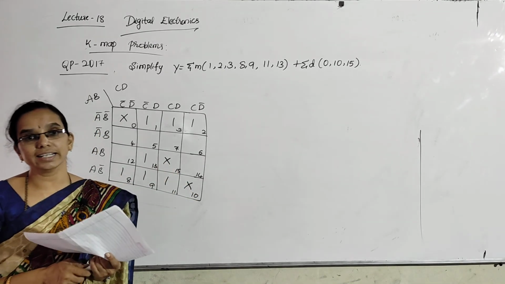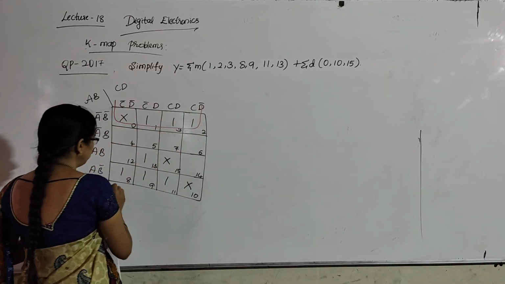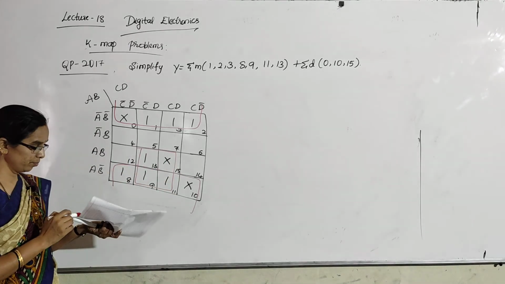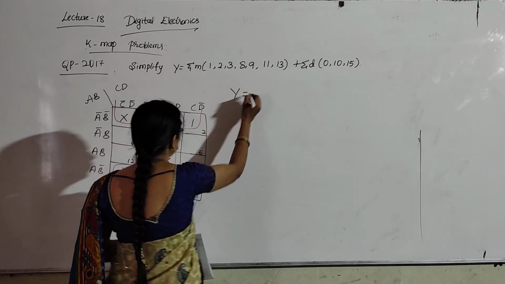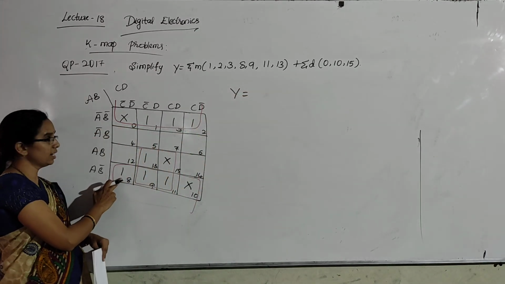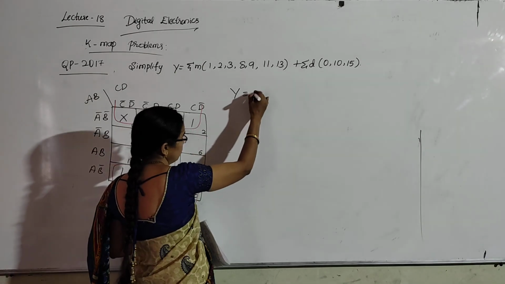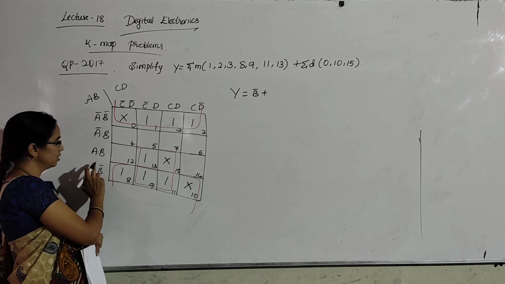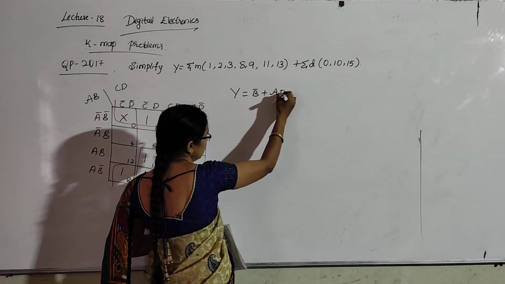Again it's just like the last problem. These two I will make an octet and this one a quad. So what will be my final expression? Simplified expression will be, between these two octets, these two rows, B bar is common. So it will be B bar plus this quad, A is common and D is common, B bar plus AD.